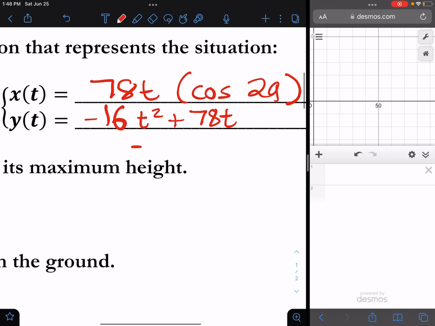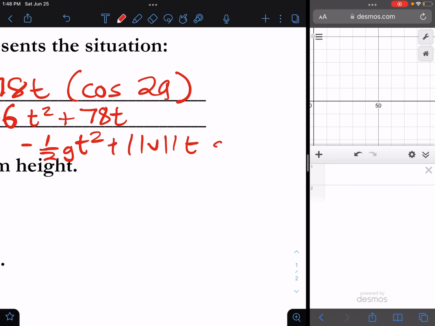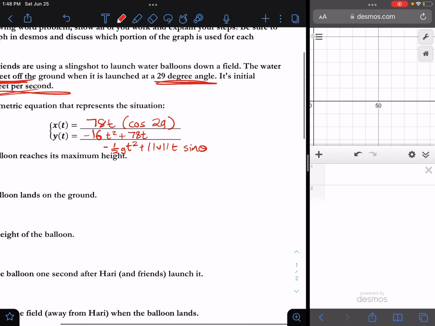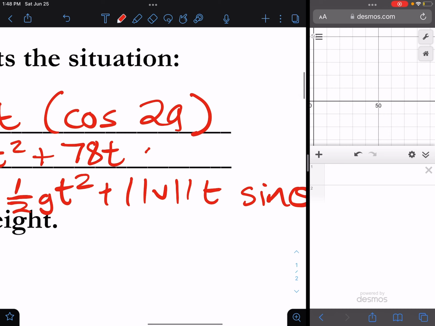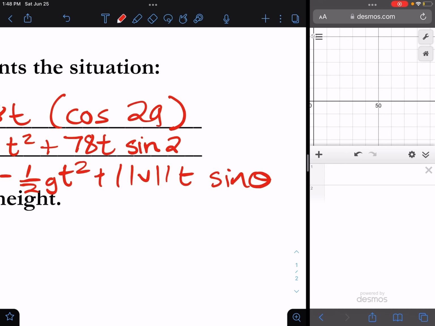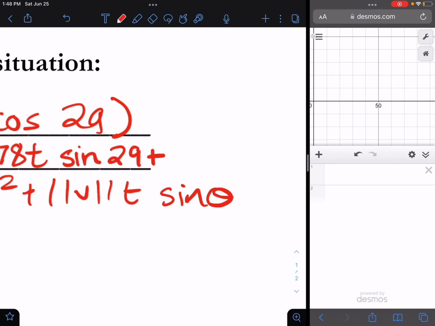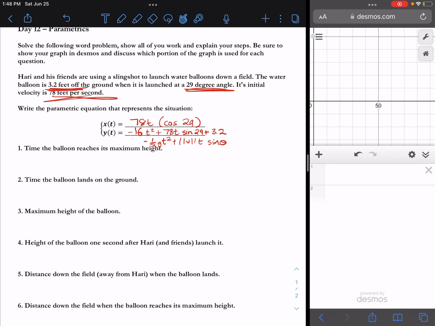So the equation is negative 1/2 g t squared plus velocity times t times the sine of our theta. So sine of our theta is sine of 29, plus our initial height, which is 3.2. So these are our two equations.